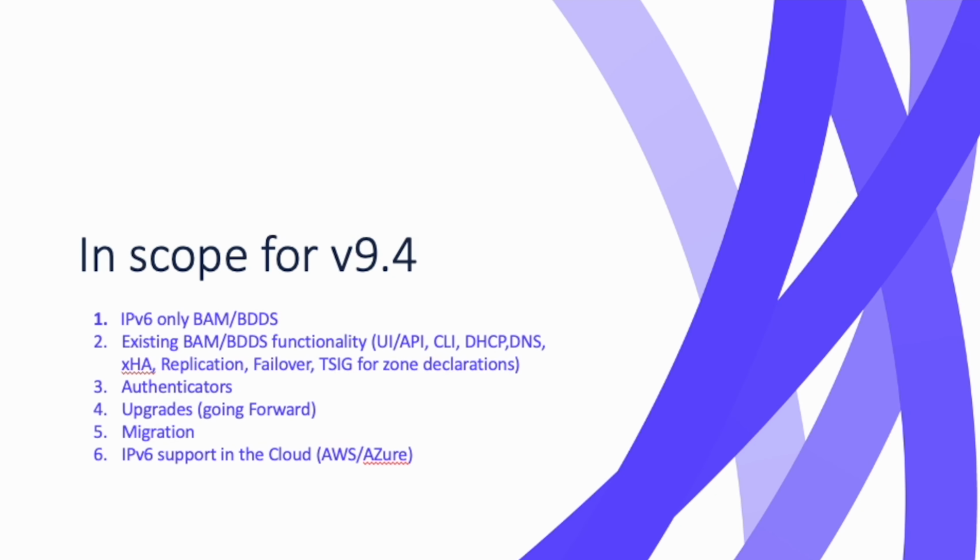In scope for version 9.4. The list of IPv6 features is overwhelming. For version 9.4, we concentrated on specific features that we had customer demand for. These include IPv6 only communications between BAM and BDDS, existing BAM to BDDS functionality such as the UI, API, CLI, DHCP, DNS, XHA, replication, failover, and TSIG for zone declarations, authenticators, upgrades going forward, migration, and IPv6 support in the cloud like AWS and Azure.